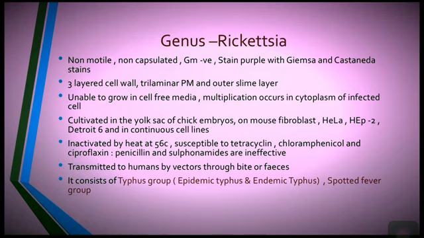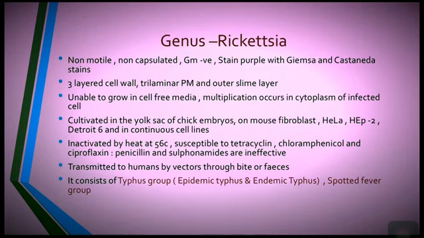Coxiella is excluded. The first genus, Rickettsia, contains organisms that are non-motile, non-capsulated, and gram-negative, and they appear purple in the Giemsa and Castaneda stains. They contain a three-layered cell wall, that is a trilaminar structure: the plasma membrane, cell wall and outer slime layer. These organisms can be cultivated in the yolk sac of chick embryos, on mouse fibroblasts, and even on cancer cells like HeLa, Hep2, Detroit 2 and in continuous cell lines.